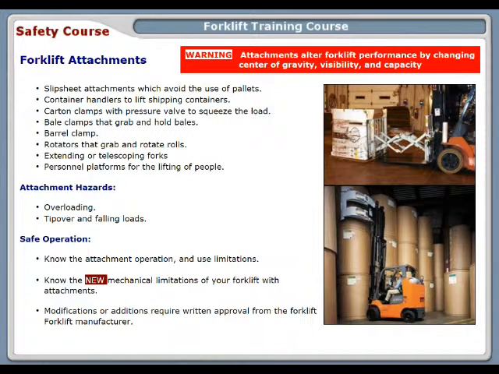Attachment hazards include overloading, tip over, and falling loads. Safe operation includes knowing the attachment operation, its use, and the limitations. Know the new mechanical limitations of your forklift with attachments. Modifications or additions require written approval from the forklift manufacturer.